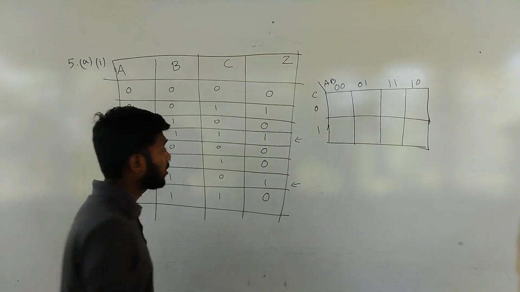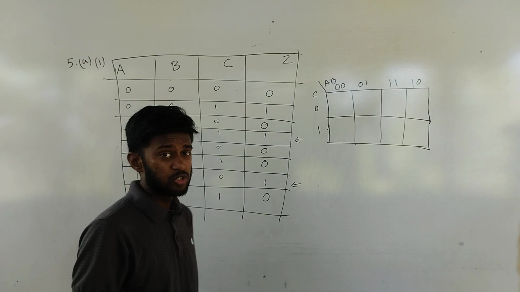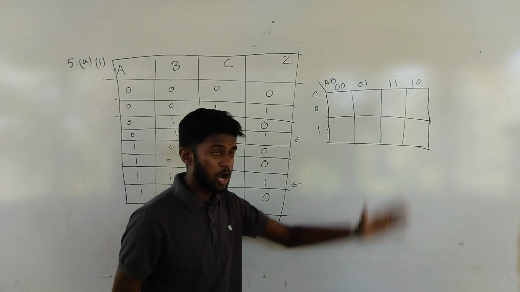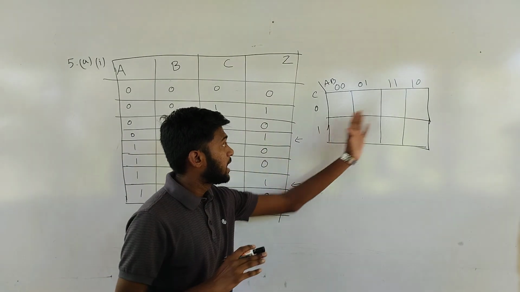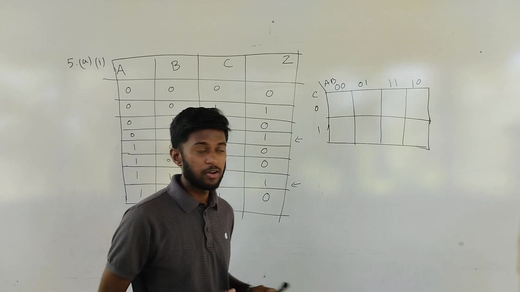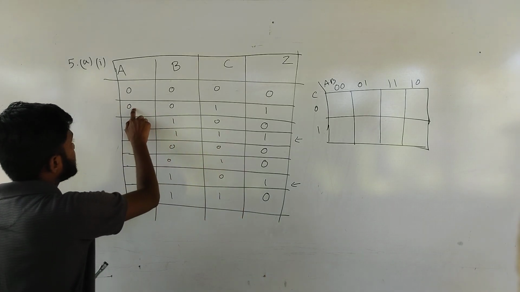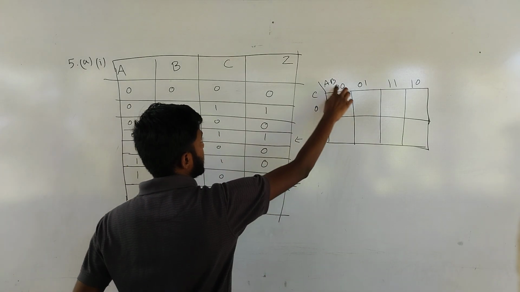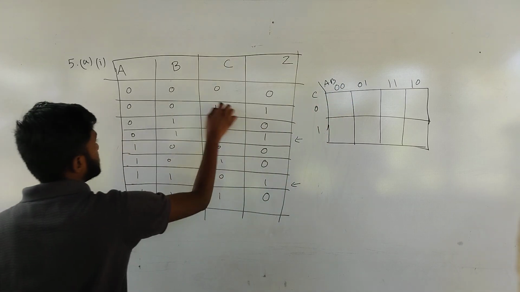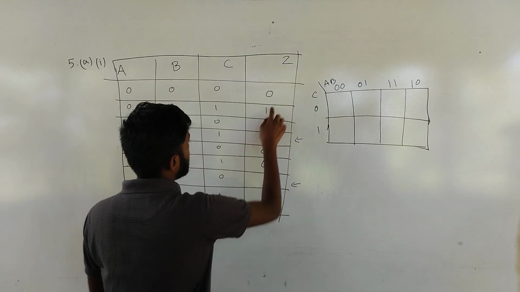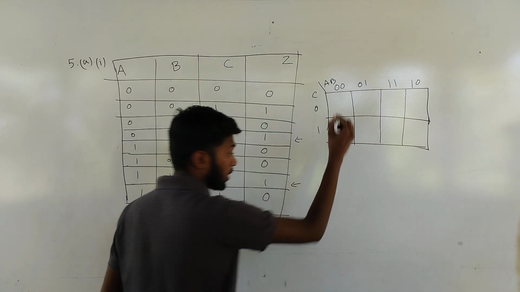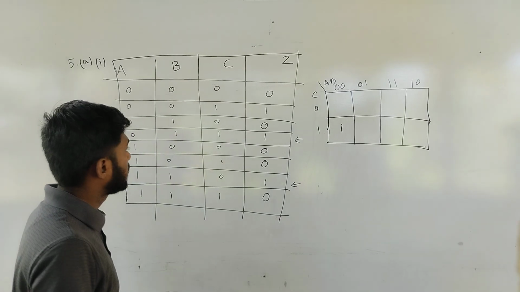Now first of all, there are only 3 ones. So if you fill the 3 ones into the Karnaugh map, you can put the remaining other things as 0. So that is one of the easy ways. Now look here, A is 0, B is 0. That means C is 1, so the value of Z is 1. Put 1 here. Right? Then next one.